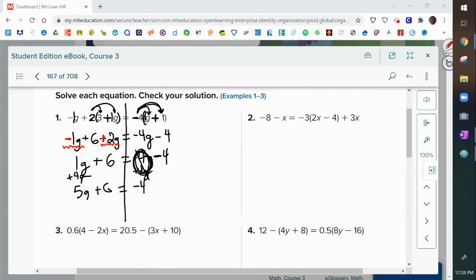So now we have our variable on one side, and I'm going to get rid of that plus 6, that extra term, by subtracting 6. That cancels. I get 5g equals negative 10. And then I'm going to divide by 5, and I get g equals negative 2.